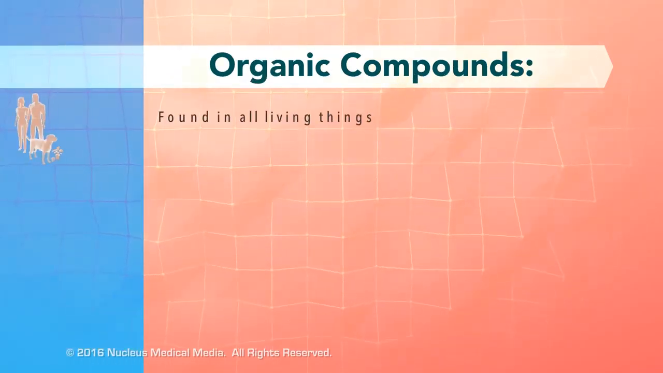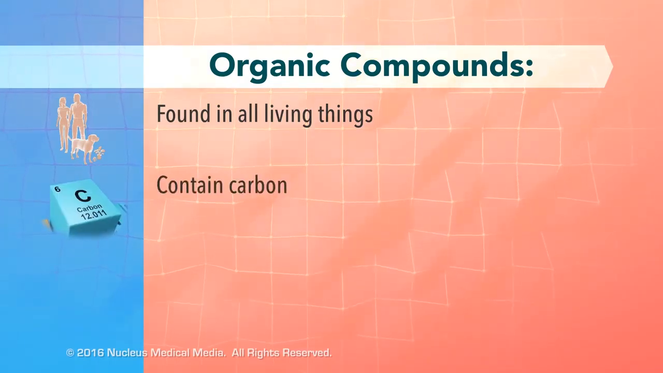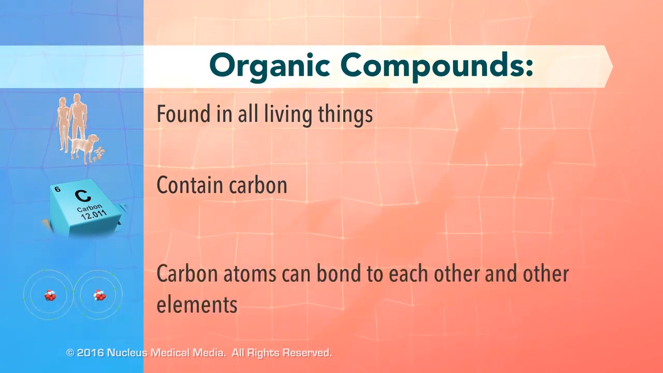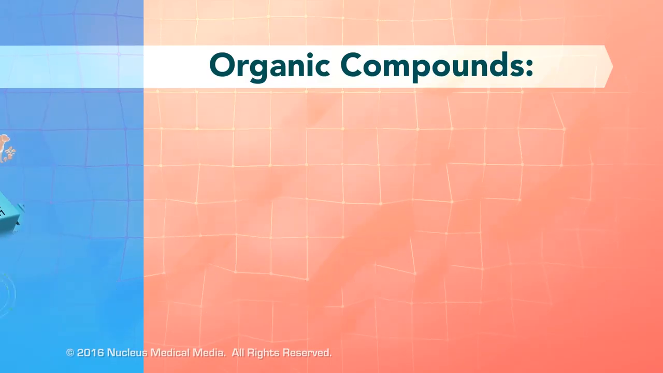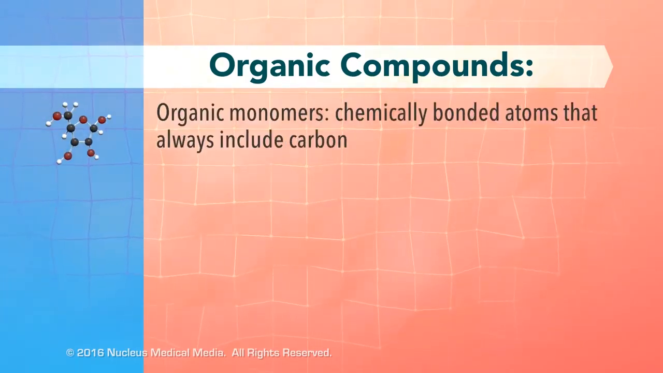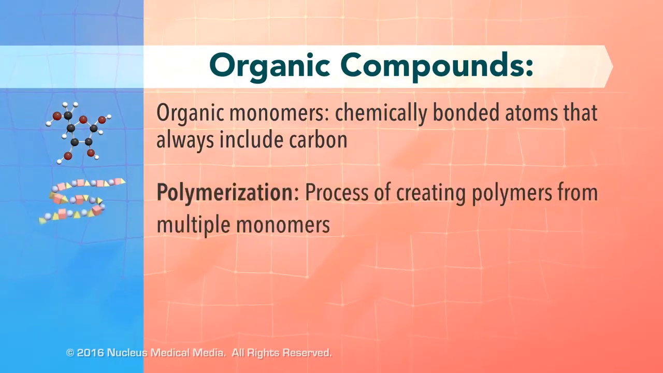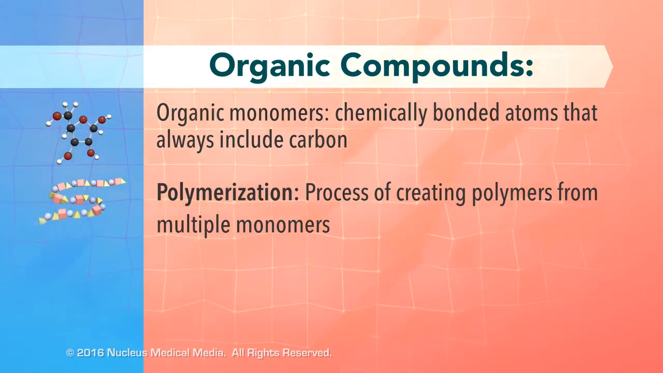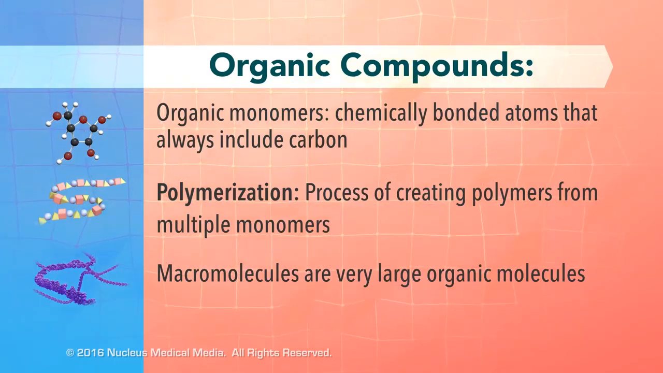To sum up, organic compounds are found in all living things. All organic compounds contain the element carbon. Carbon atoms have a unique ability to bond to other carbon atoms as well as other elements, such as hydrogen, oxygen, nitrogen, and phosphorus. Organic monomers are chemically bonded atoms that always include carbon. Polymerization is the process of creating long molecules called polymers from multiple bonded monomers. And macromolecules are very large organic molecules.